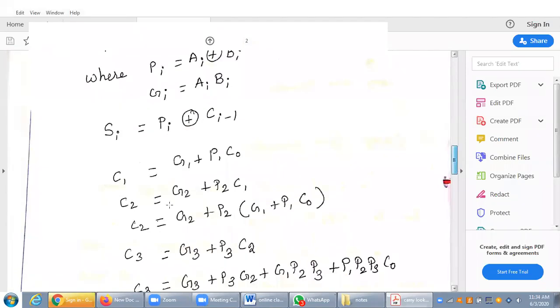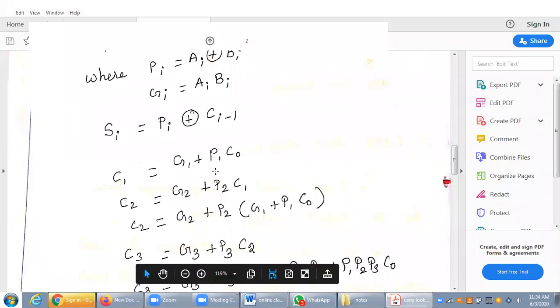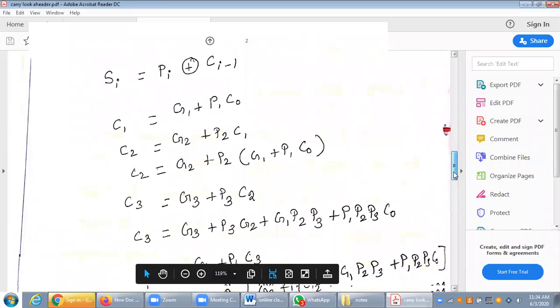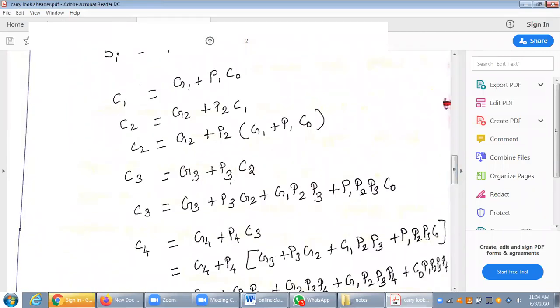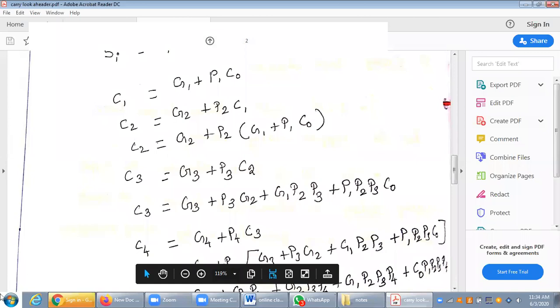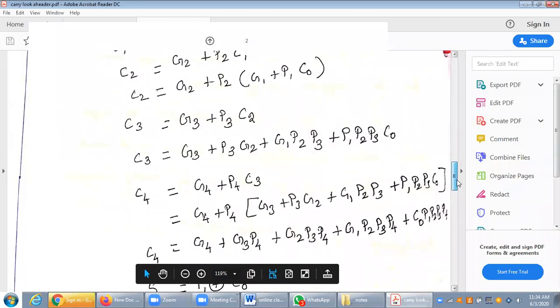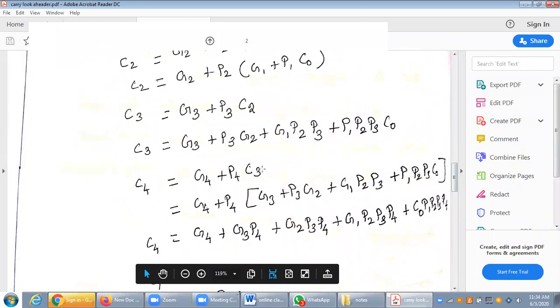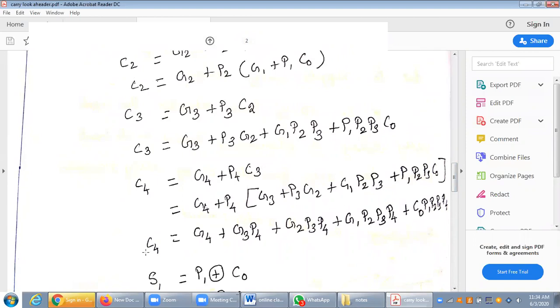Then next C2. We get G2 plus P2 C1, and since we already know C1, we can substitute it here. Then next C3, same thing: G3 plus P3 C2. You have to expand C2 and substitute here, and you will get C3. After that C4, same thing: substitute C3 here and you will get the expression for C4.